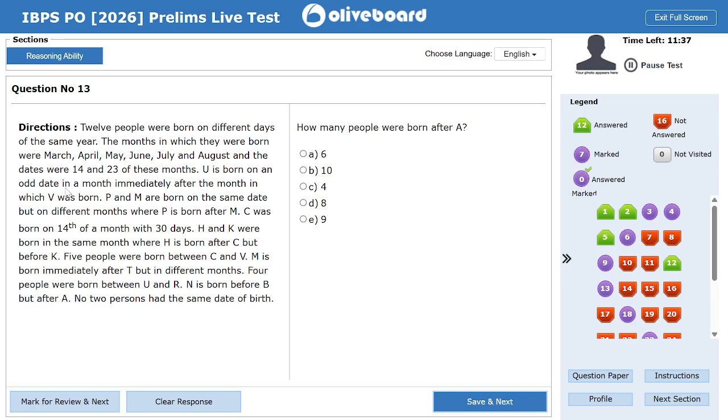U is born on an odd date in a month immediately after the month in which V was born. V के immediately बाद U, लेकिन U odd date. P and M are born on the same date but in different months. P was born after M. Same date. C was born on the 30th of a month which has 30 days. So 30 days, अप्रैल और जून. तो C का तो प्लेस फिक्स्ड हो गया. C यहाँ पर होगा या फिर C यहाँ पर होगा.